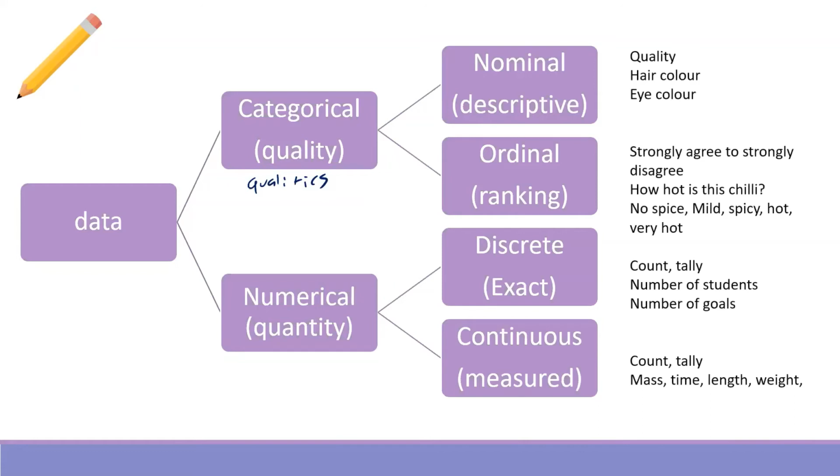So here are some examples on the right. Nominal data, and you don't have to write these down, sorry. I know I've got a big pencil here. I just want the big bits in purple written down. You don't need these extra bits on the right, but sometimes they might help, if you want to.